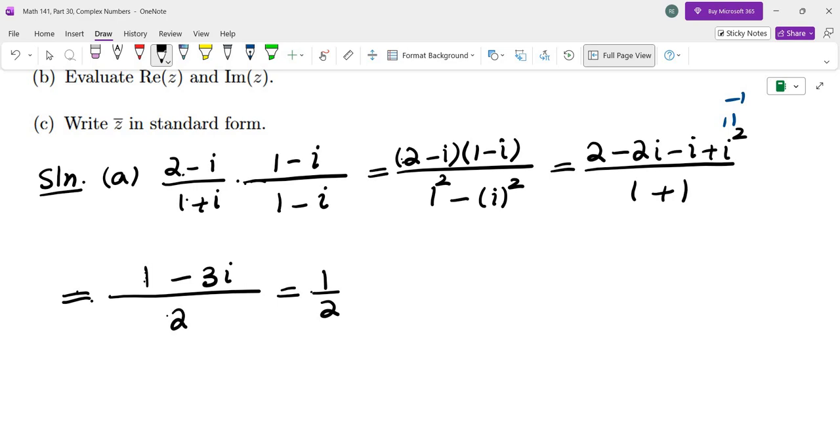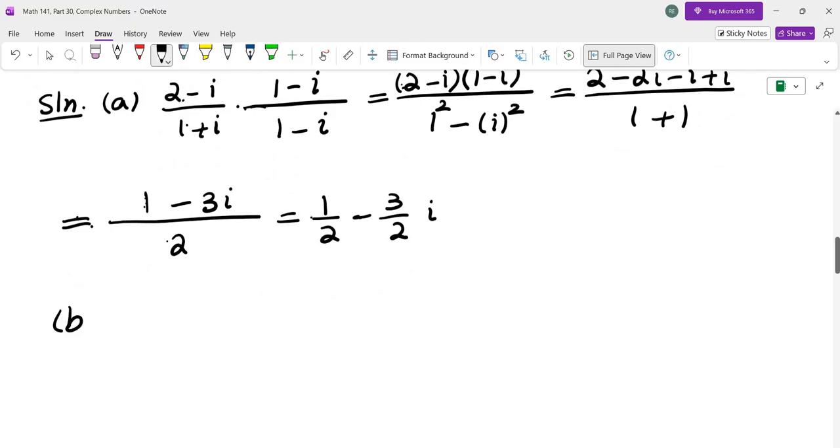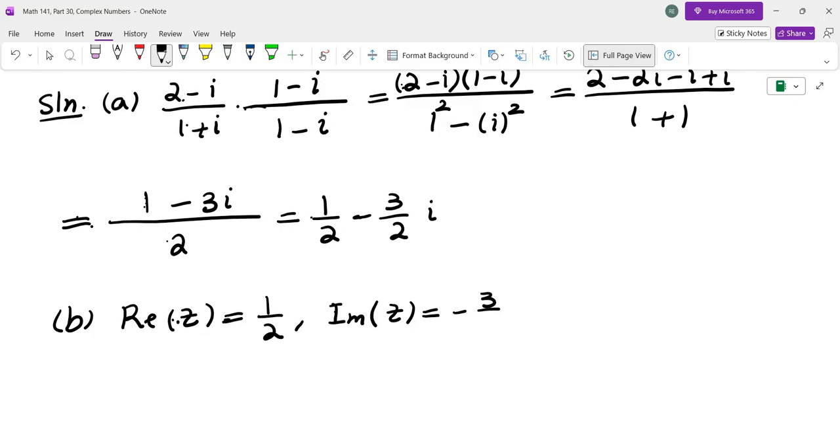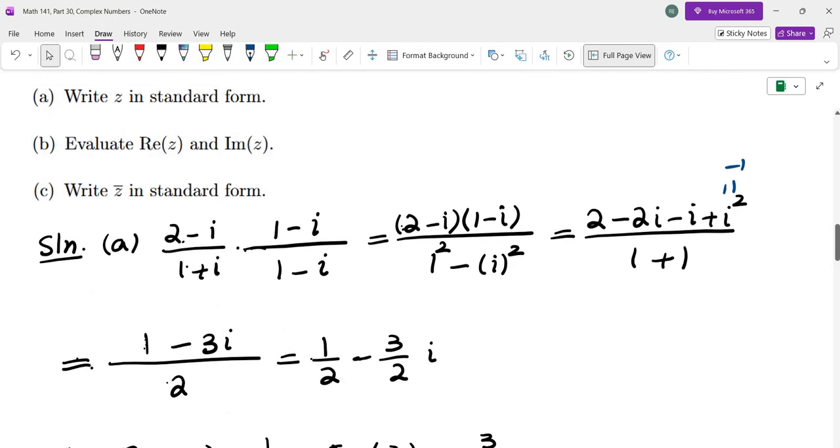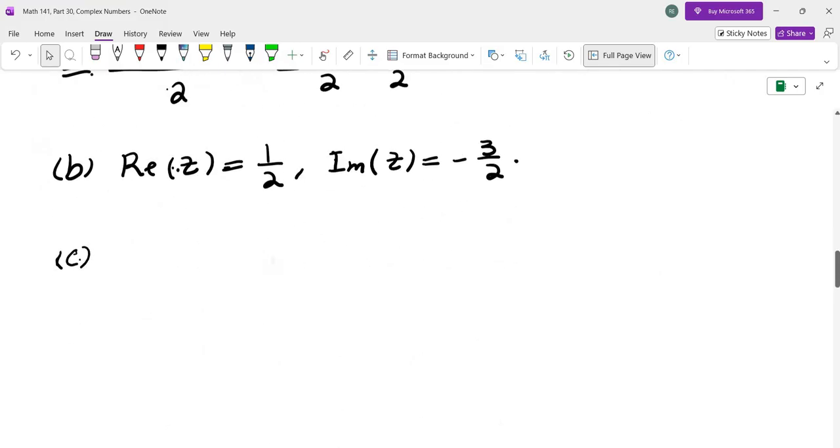So the real part is 1/2, the imaginary part is -3/2. So the next part is, what is the real part? Well, the real part is 1/2, and the imaginary part is -3/2. So let's look at the third part.